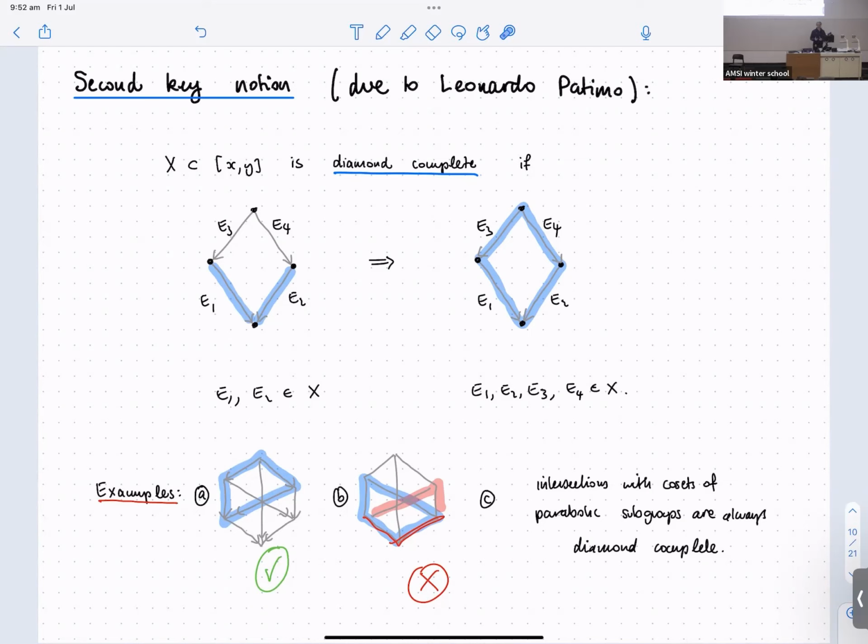But if you're just looking combinatorially, it's impossible to say intersection with a coset. And this is some weak substitute. So it's definitely not true that any diamond complete subset is an intersection with a coset of a standard parabolic subgroup. But morally, I would like it to be true, even though it's very far from true in reality. Okay. But it's a rather strong condition on a subgraph of a Bruhat graph. You generally won't find that many diamond complete subintervals.